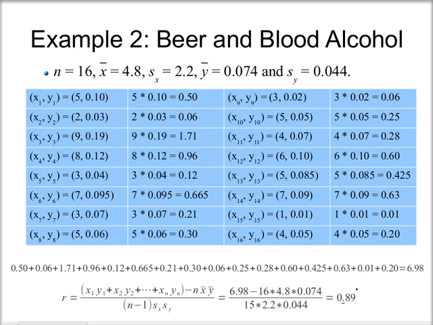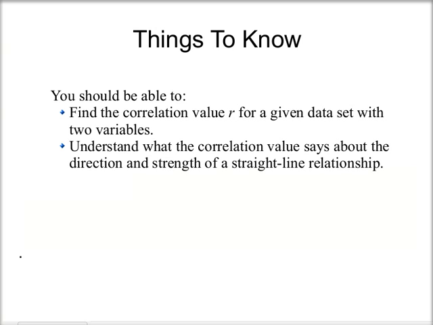And for your homework or practice problems, I won't give you a set this big to calculate correlation for. You'll have fewer individuals in your data set, so it won't be quite as long of a process. So things you should know for this section: you should be able to find the correlation value R for a given data set with two variables. You should also understand what the correlation value says about the direction and strength of a straight line relationship. And that's really the more important part, is understanding what correlation values say.